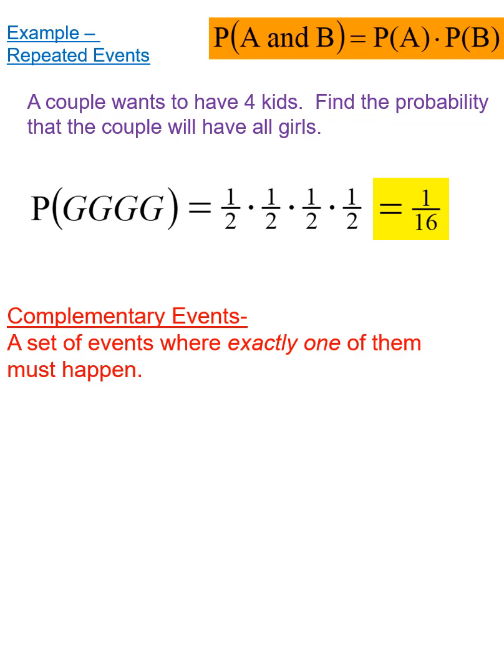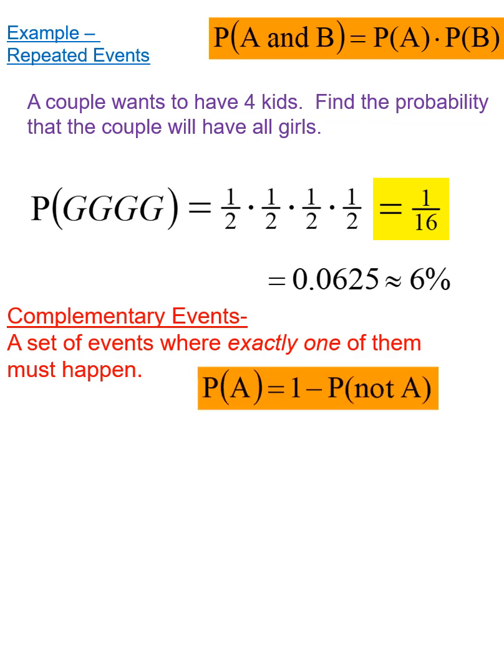Why? Because if we want the probability of an event repeating over and over again, or even different events happening in succession, we multiply their probabilities together. So as you can see, it's not very likely that a family of 4 would have all girls. You could express this as a percent in some classes. If you're taking my class, you probably wouldn't do that.